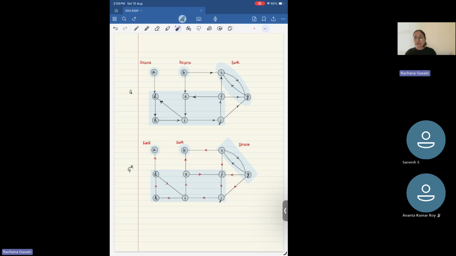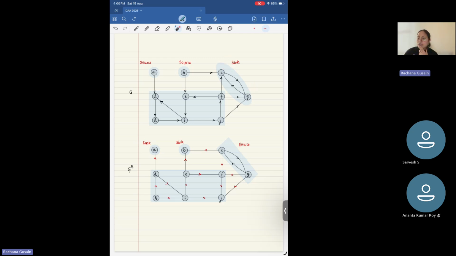Start your DFS from C or G, then only you will be able to identify this strongly connected component. That part is correct? Yes, ma'am. Yes. So now I want how to identify that I must start my DFS from C or G.